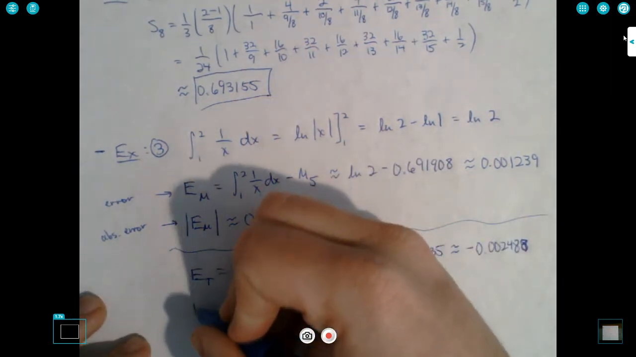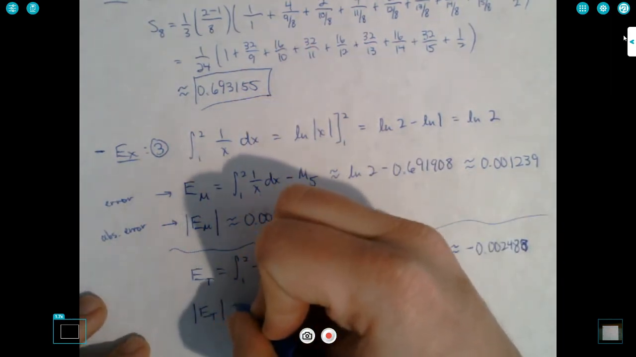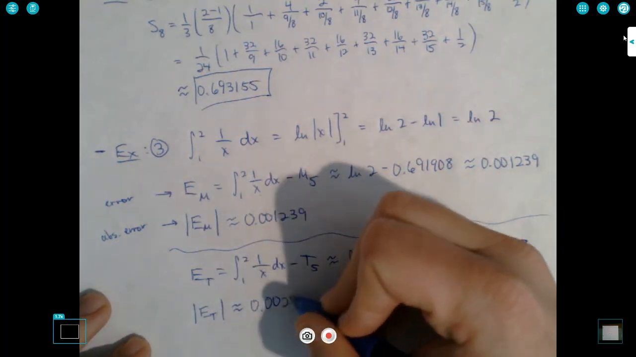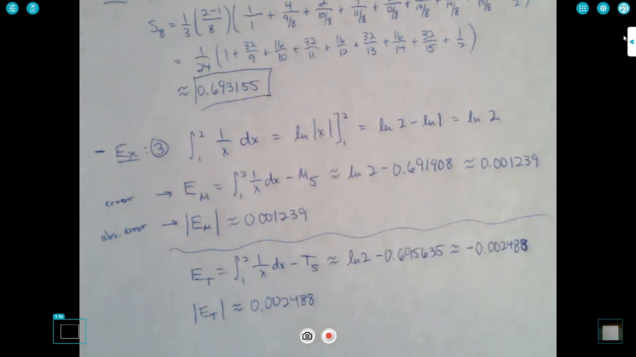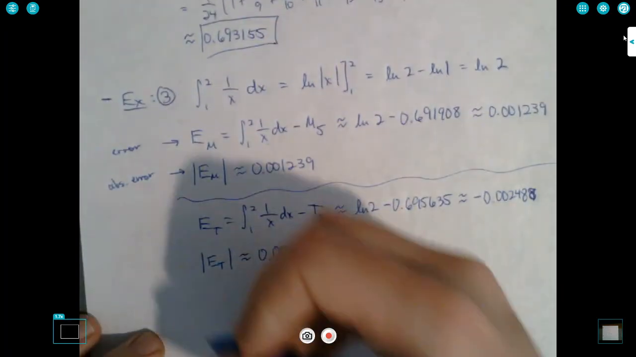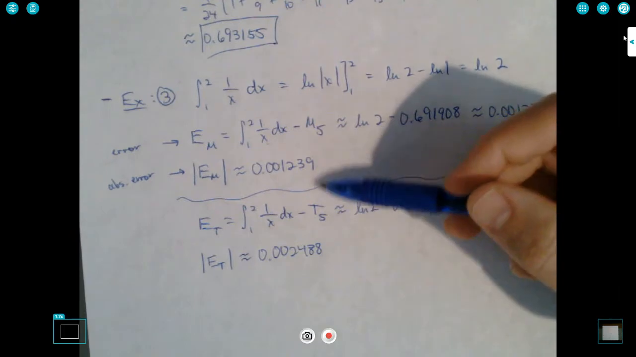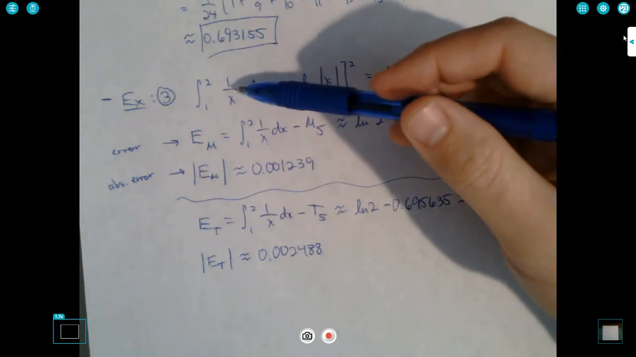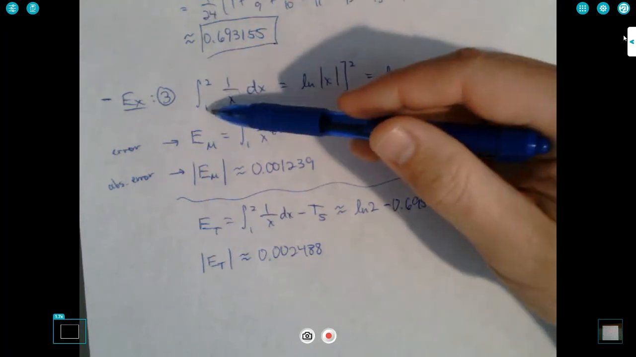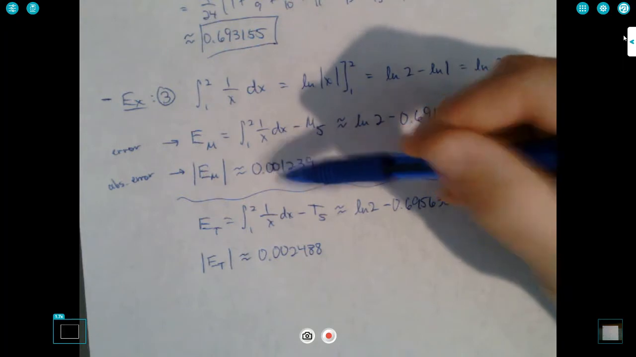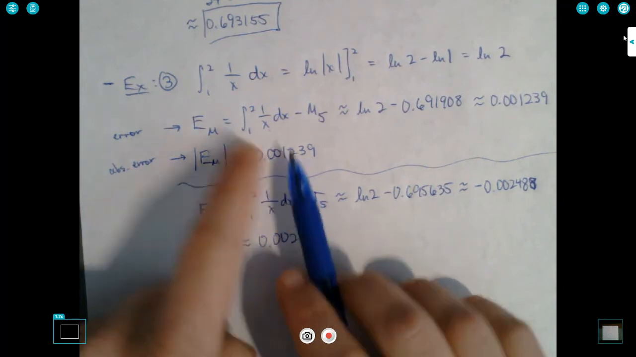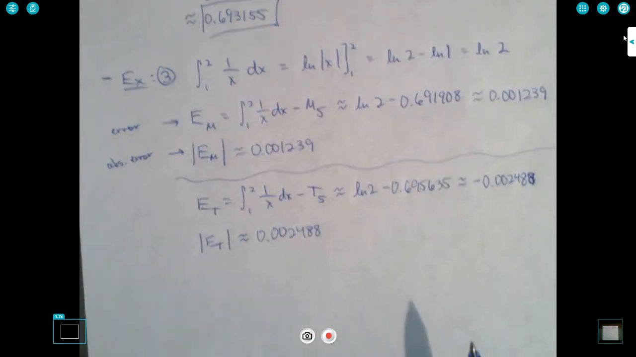So then the absolute error is about positive 0.002488. Okay? And then finally, you can see in this case the midpoint formula is better than trapezoidal. And that makes sense because 1 over x does not change concavity between 1 and 2. So it makes sense that the midpoint rule is giving us a better approximation, right? The error is smaller, is what I'm saying. Midpoint rule is a better approximation.